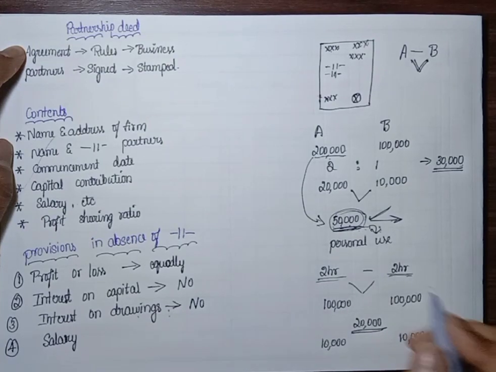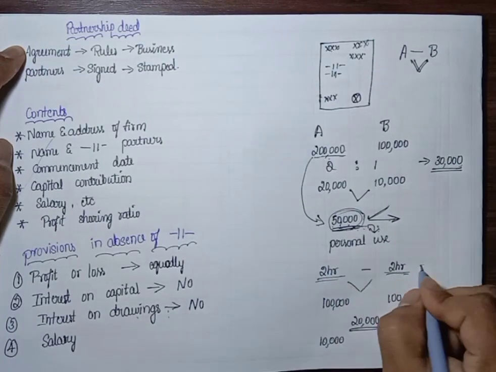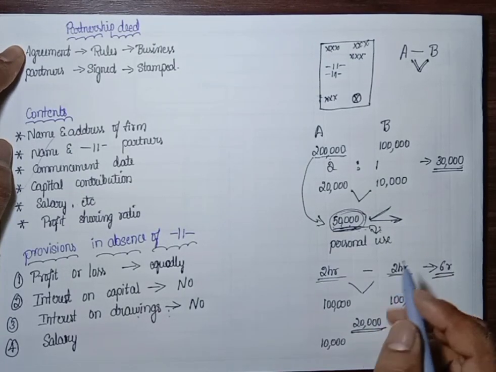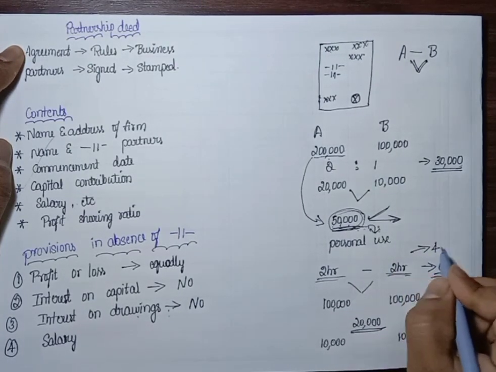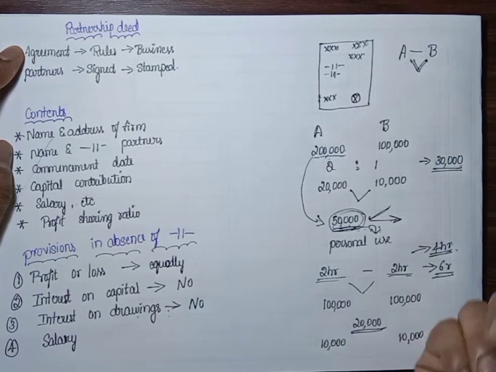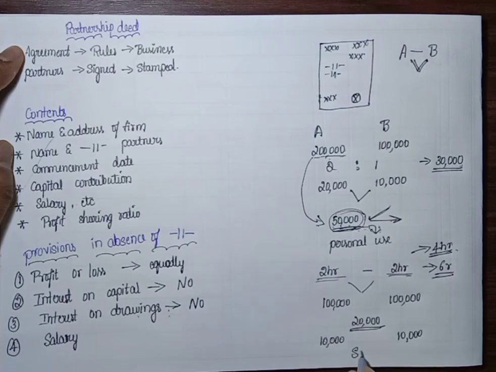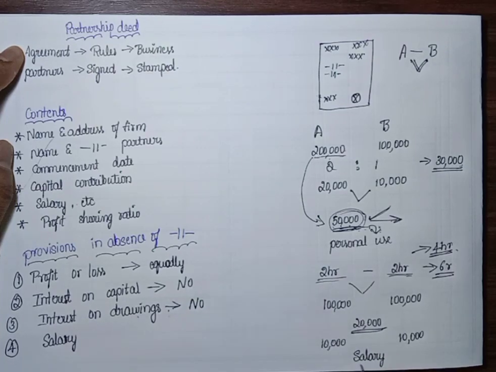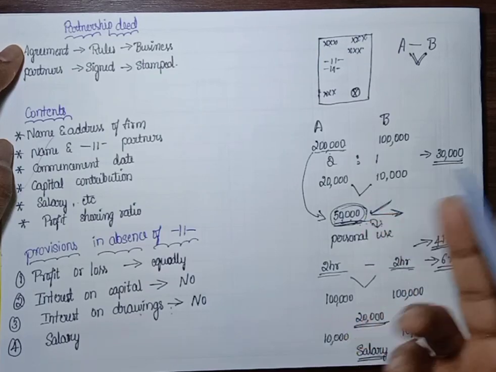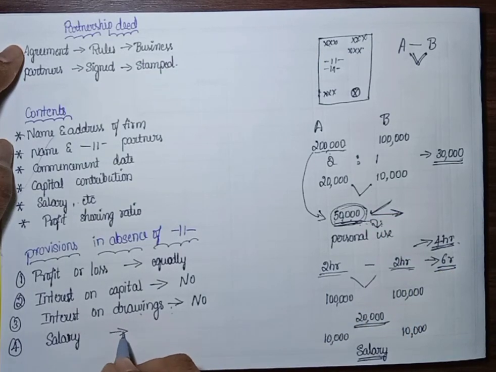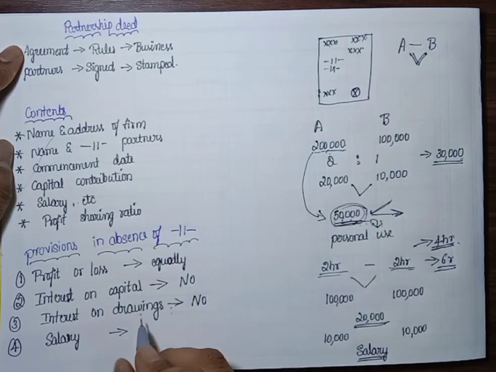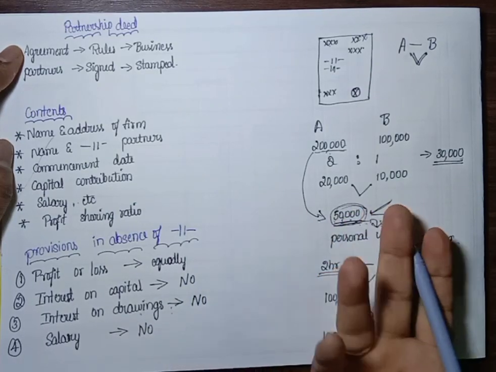But in case A is working 2 hours but B is working 6 hours, and they have invested equally. Now B is working 4 hours extra. For these 4 extra hours, we need to pay an extra amount, that is called salary. For that extra work, we have to pay salary. If you have a partnership deed, for this extra work, you will get salary. But if you don't have a partnership deed, whether you are working equally or performing extra work, whatever it is, you will not get any salary, commission or remuneration.